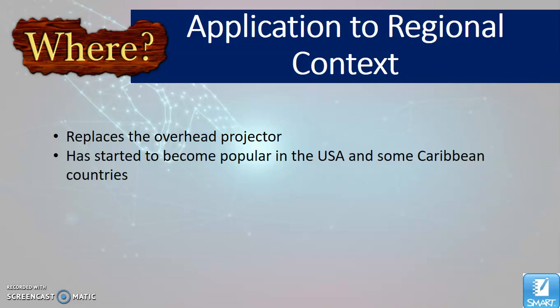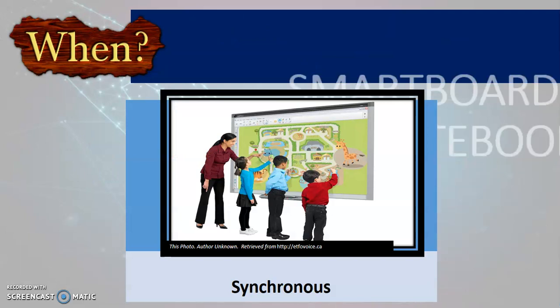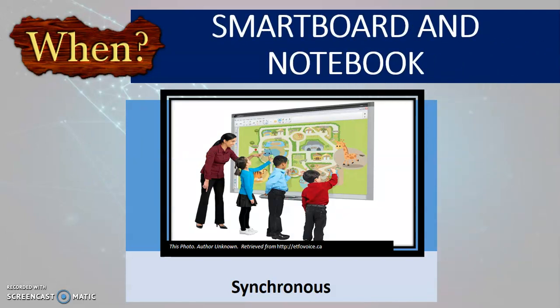It replaces the overhead projector as persons no longer need the projector with some versions of the smart board. When do we use this? It's in class, face-to-face lessons that utilizes the smart board because the students will need to interact with the board, or the teacher will need to set their lesson so that the students can go on at a certain time and see the lesson.